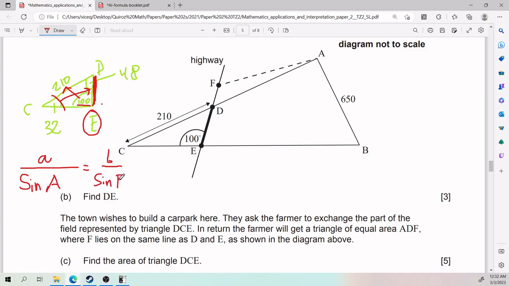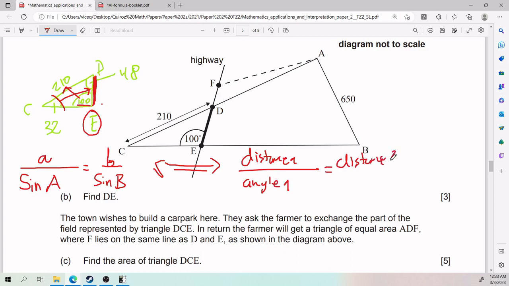See? So this is no different. And once you get familiar with the formula booklet, this is how you start seeing it. You have distance 1 on the top, angle 1 on the bottom, distance 2 on the top, and angle 2 on the bottom. And so once you start looking at it like that, boom, it comes to your mind immediately.